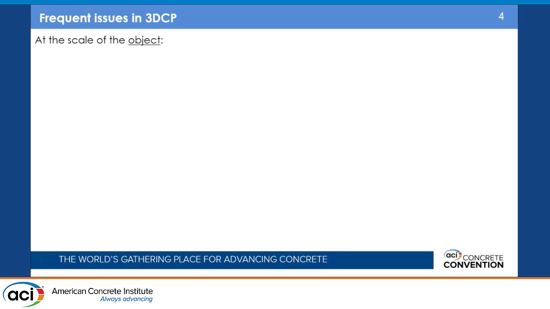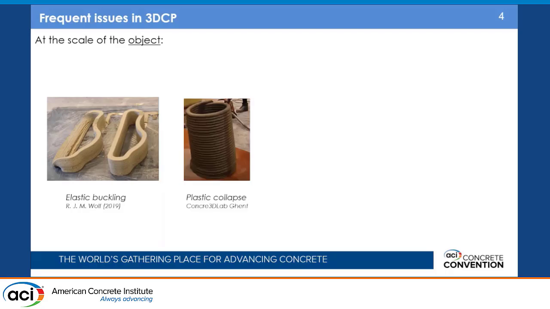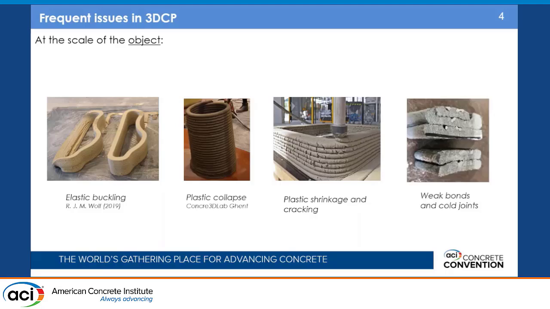While we print, we can have failure due to elastic buckling. We can have a plastic collapse. We can have plastic shrinkage causing cracks, which is going to ruin the quality of our object. And finally, we can have weak bonds. So between the layers, we can have a very bad joining.